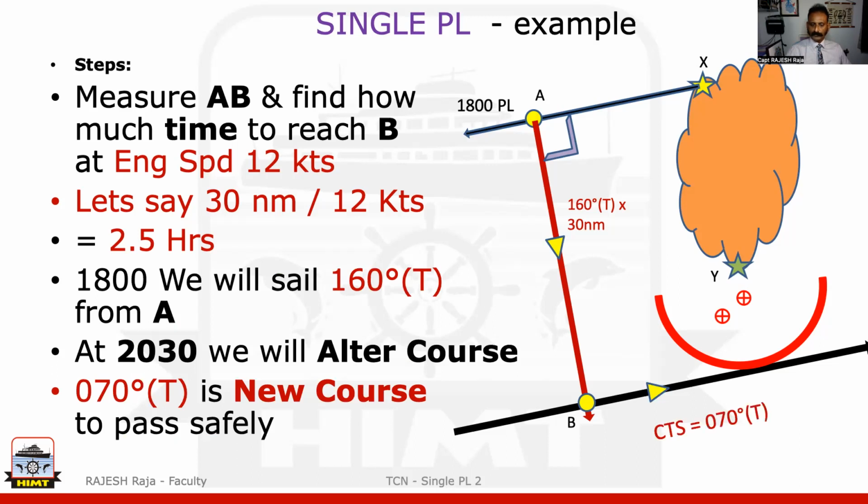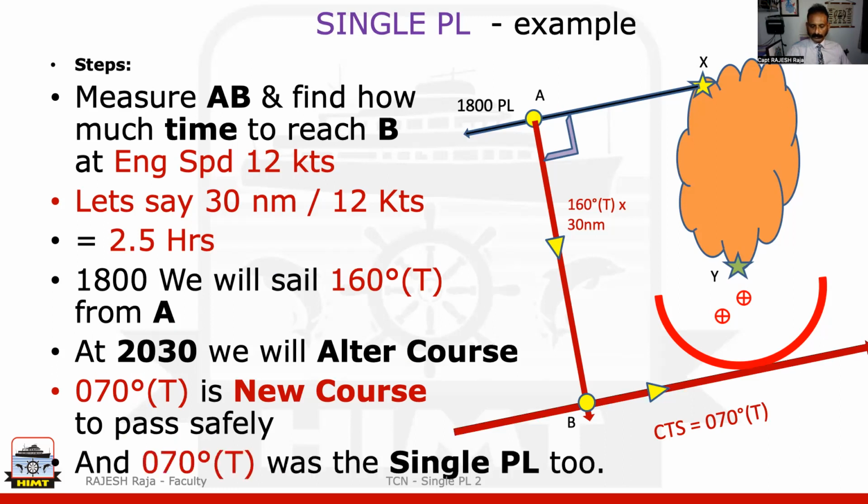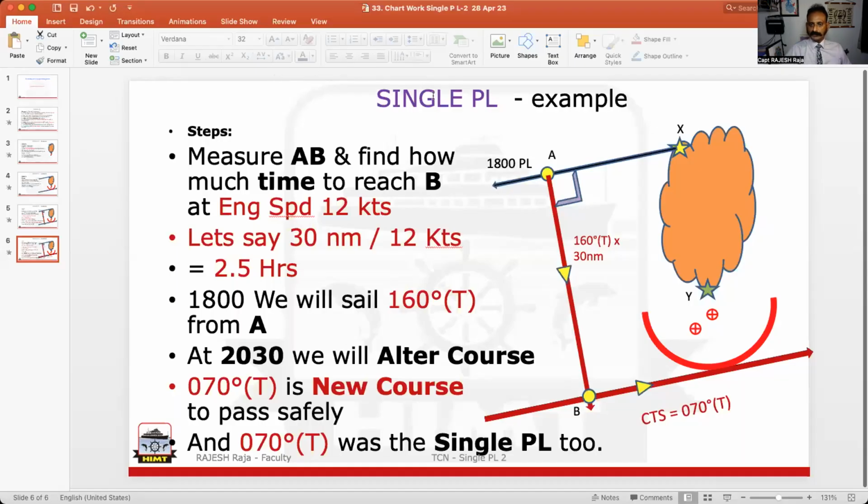This is the course. Please watch the change in color. I'm trying to make that a CTS, so I've changed the color. I'm going to toggle between black and this maroon. So this is my new course. And this 070, which is my new course, was the original single PL given to me in the question also. So this is the concept of a single PL question where my initial course was also not given. That is why I've chosen that as case number 2.